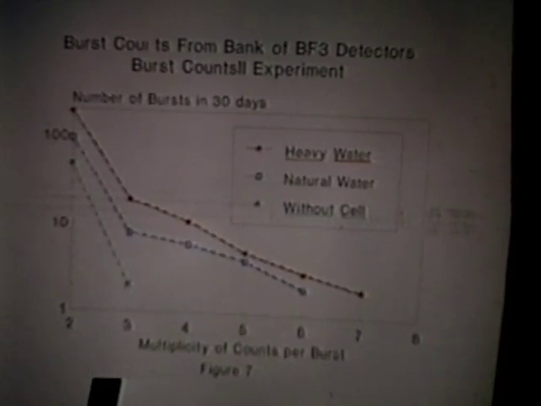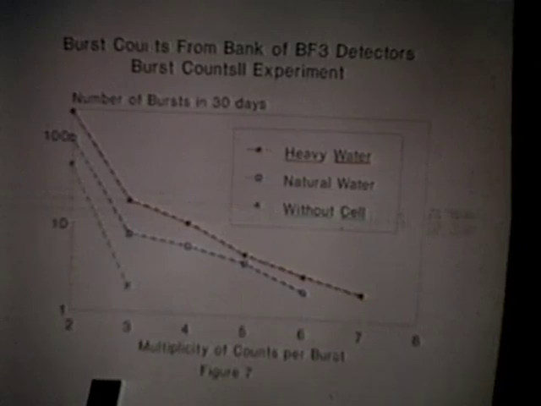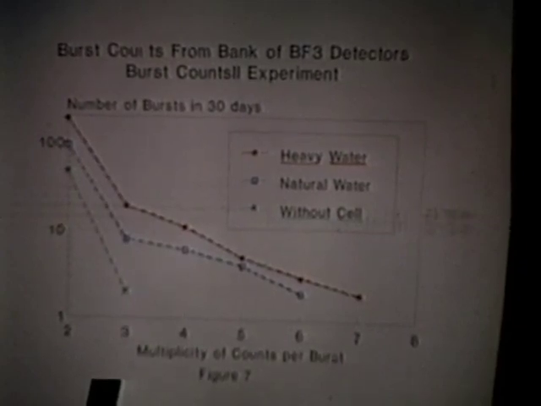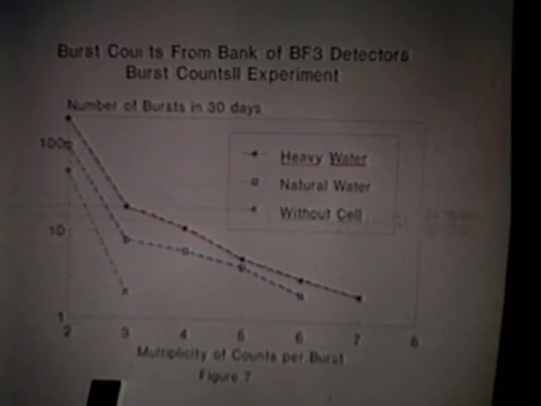This is the burst counts results. Very clearly, the multiplicity of counts per burst and number of such bursts over a 30-day period, integrated. You can see that when there is no cell, there is not a single event of 4 or 5 or 6 counts, whereas with the heavy water cell, it's very clearly present. The conclusion therefore is, when you have a cell sitting there, even though the average count rate of neutrons produced may be small with respect to the background, you can clearly say that whatever is happening, the cell is putting out neutrons in bursts.